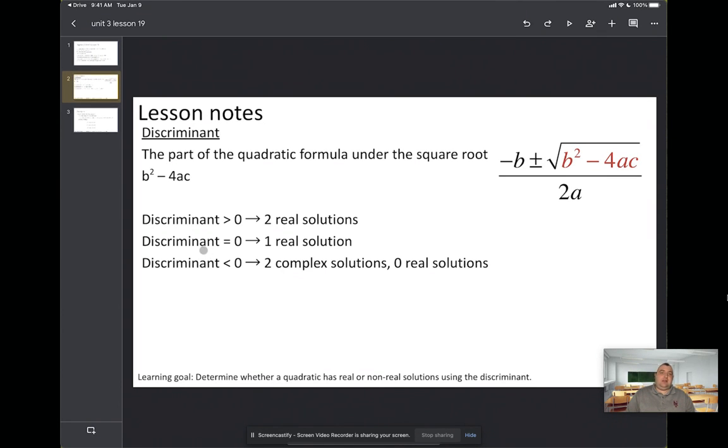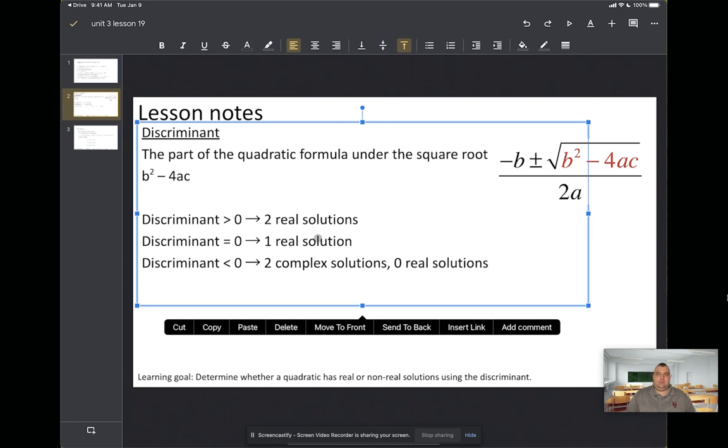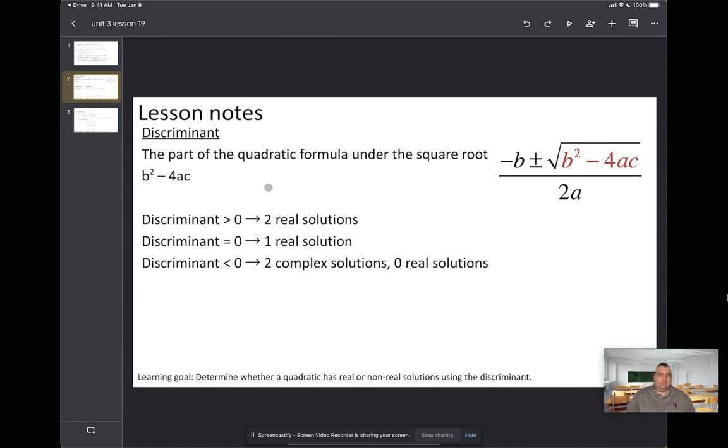So if your discriminant is positive, if it's greater than 0, that means that the quadratic will have two solutions that are both real numbers. If the discriminant is exactly 0, that means that the equation will have one solution that is a real number.